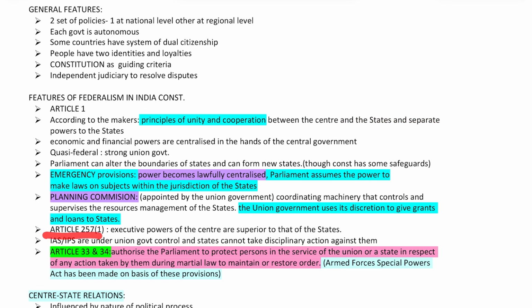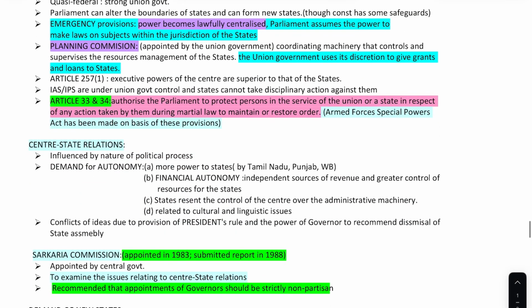And then Article 257, executive powers of the center are superior to that of the states. IAS or IPS are under union government control and states cannot take disciplinary action against them. Article 33 and 34 authorize Parliament to protect persons in the service of the union or state in respect of any action taken by them during martial law to maintain or restore order. Armed Forces Special Protection Act has been made on the basis of these provisions. So there have been some contentions about the Armed Forces Special Protection Act in some northeastern states, which was recently in news.